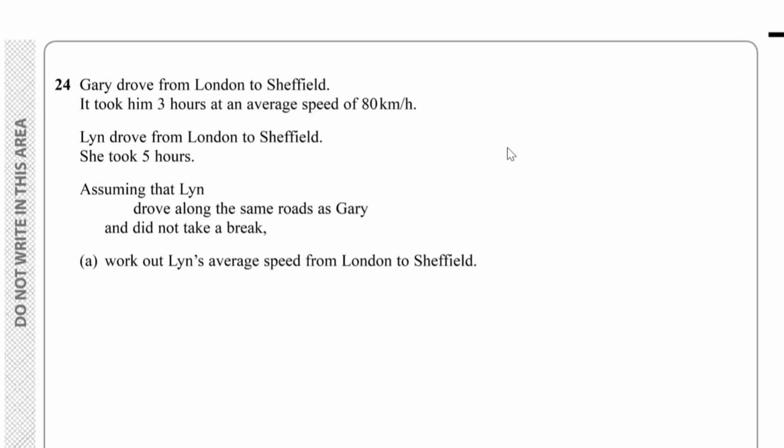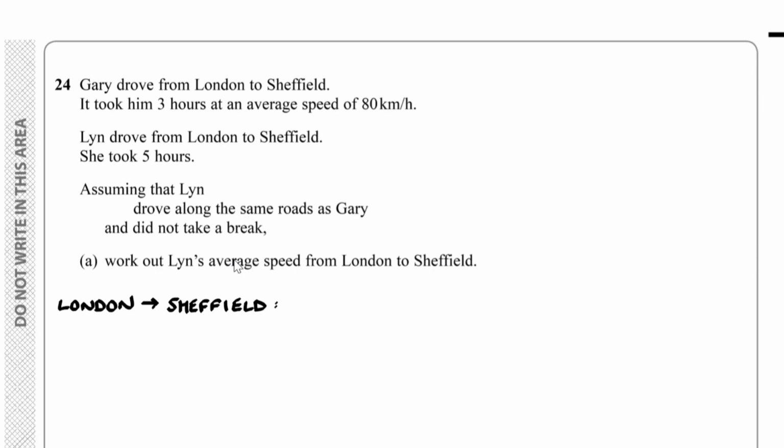Question number 24. Gary drove from London to Sheffield. It took him 3 hours at an average speed of 80 kilometers per hour. Lynn drove from London to Sheffield. She took 5 hours. Assuming that Lynn drove along the same road as Gary and did not take a break, we have to work out Lynn's average speed from London to Sheffield.